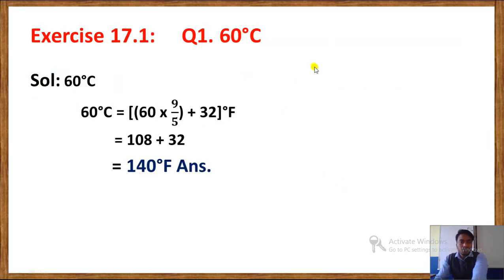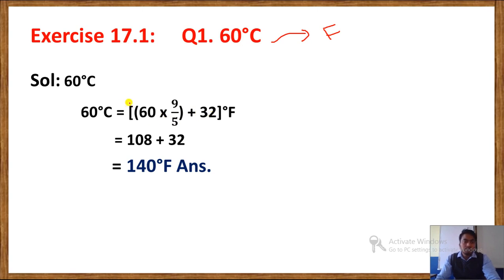today we are going to discuss more questions from exercise 17.1. Okay, so here we have question number 1. We have a temperature of 60 degrees Celsius, and this we have to convert to the Fahrenheit scale. Okay, then you know the rule how to convert. First we have to multiply this temperature by 9 by 5, then we have to add 32. Okay, so this can be written like this.